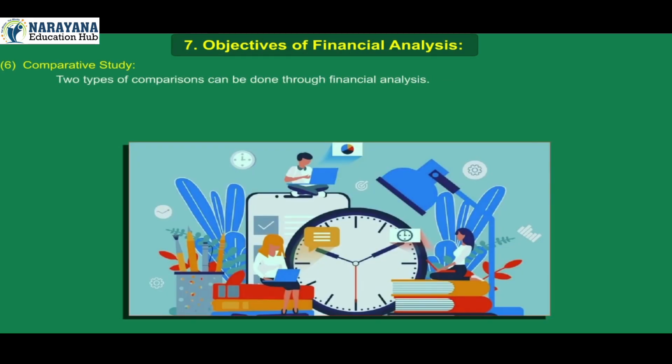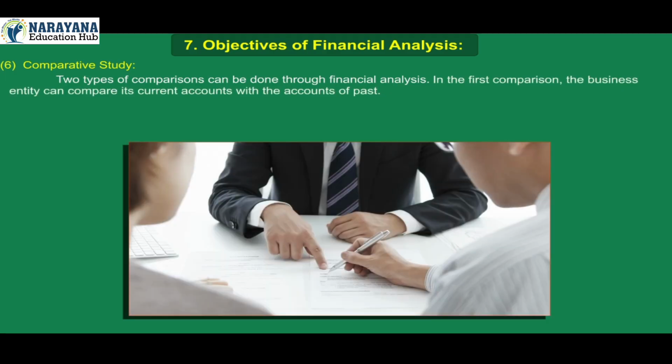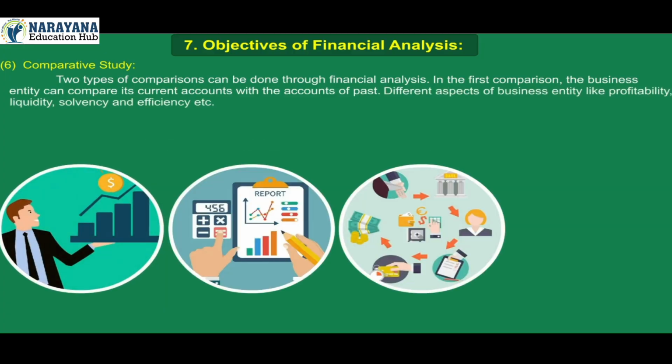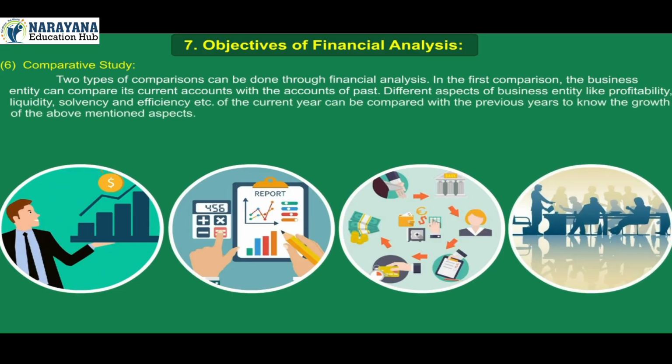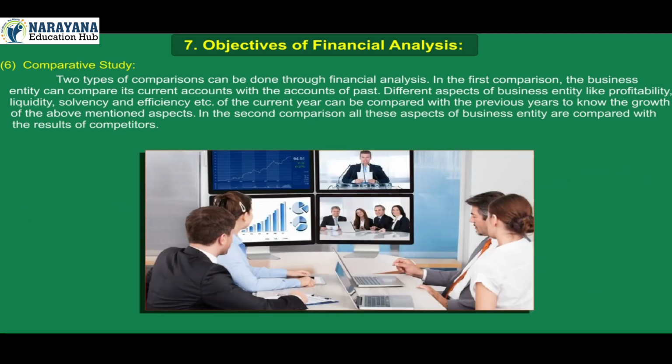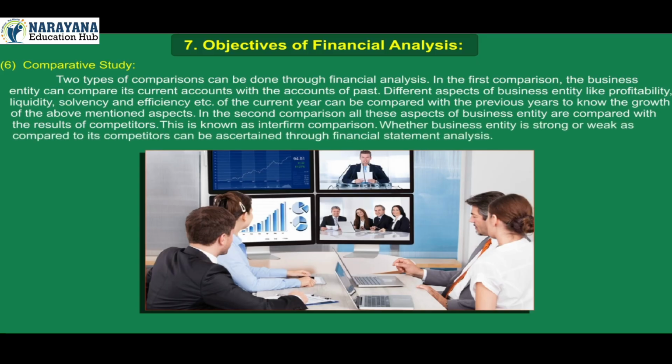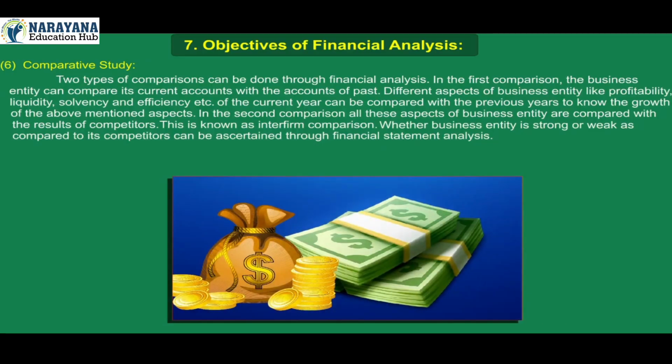6. Comparative study. Two types of comparisons can be done through financial analysis. In the first comparison, the business entity can compare its current accounts with the accounts of past. Different aspects of business entity like profitability, liquidity, solvency, and efficiency etc. of the current year can be compared with the previous years to know the growth of the above-mentioned aspects. In the second comparison, all these aspects of business entity are compared with the results of competitors. This is known as interfirm comparison. Whether business entity is strong or weak as compared to its competitors can be ascertained through financial statement analysis.